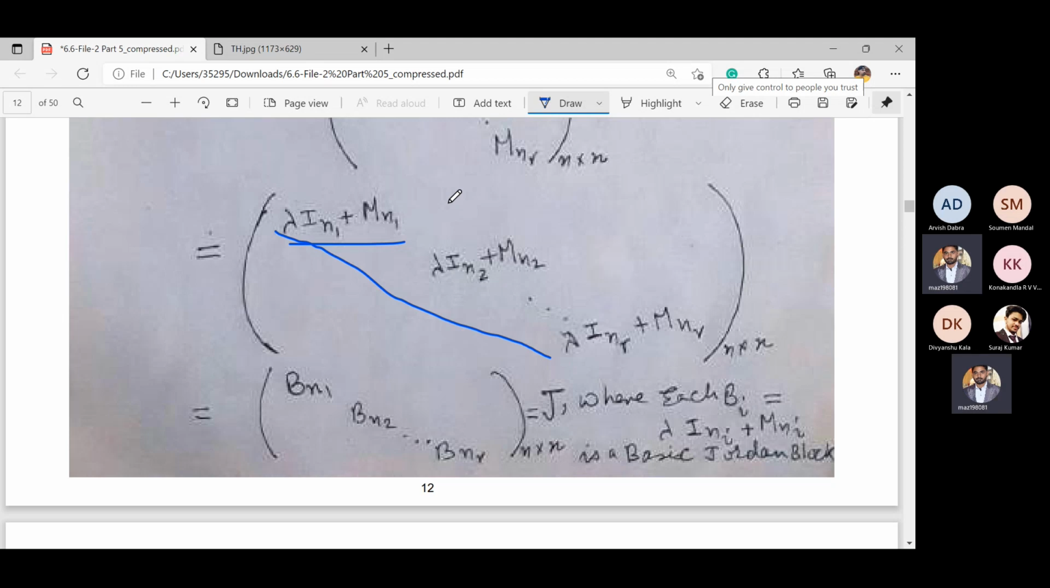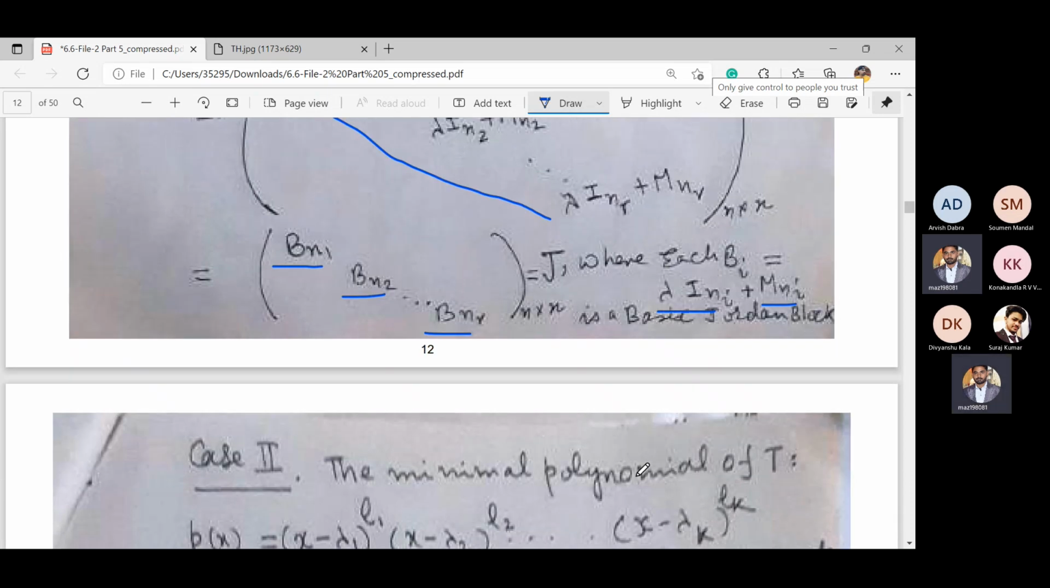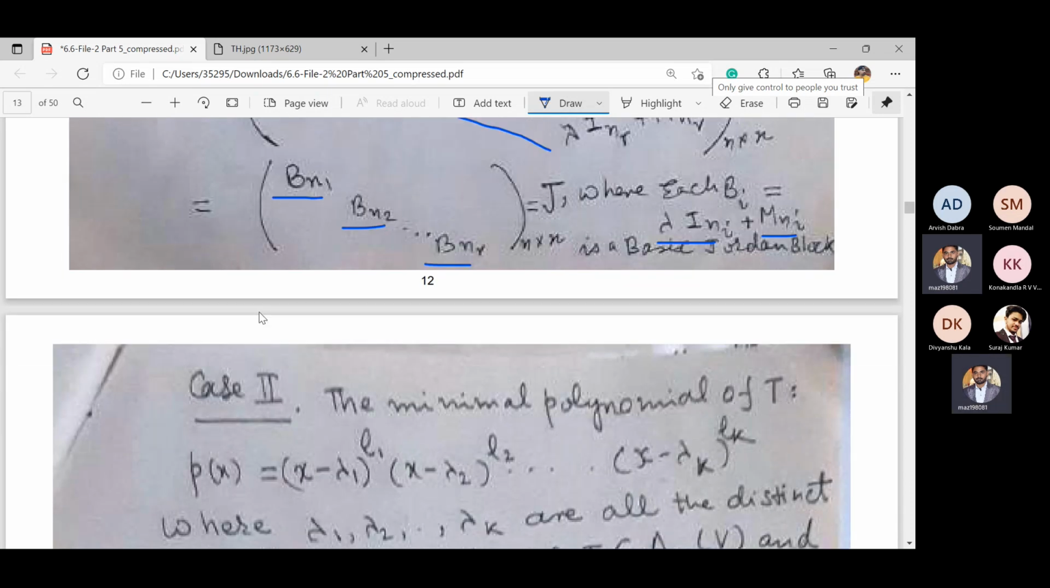nilpotent matrix representation, these are the basic Jordan blocks that we have defined above, and we say this one is J1, or J basically, because it has only one eigenvalue, and B's are lambda I N plus M N I. So this one is the first case, when it has only one eigenvalue. Any doubt or anything?